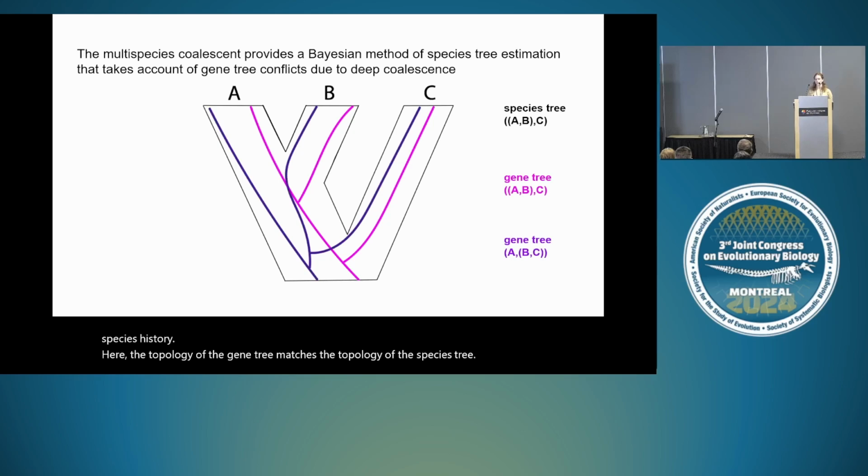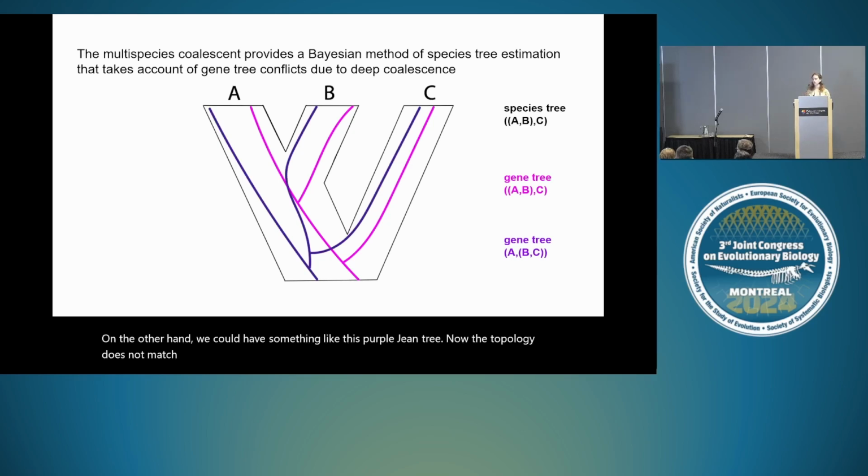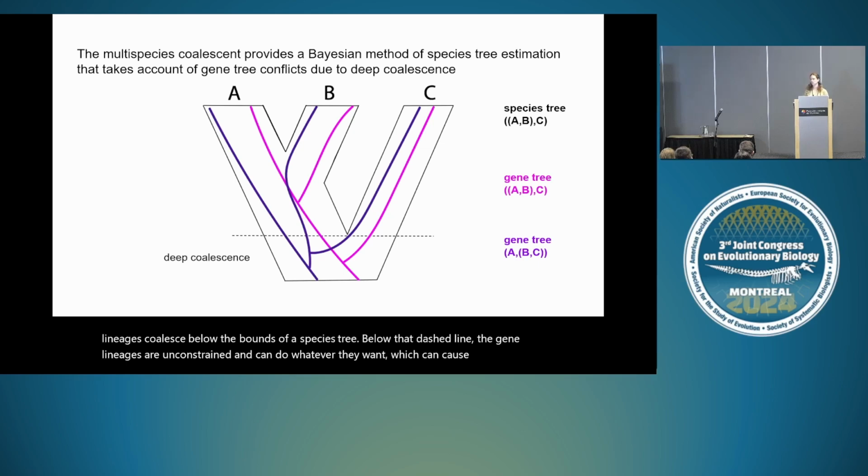On the other hand, we could have something like this purple gene tree. Now the topology does not match the topology of the species tree. If we were to make a tree from just this one gene, we would be misled as to the true history of these species. One reason this can happen is called deep coalescence. Deep coalescence occurs when gene lineages coalesce below the bounds of a species tree. Below that dashed line, the gene lineages are unconstrained and can do whatever they want, which can cause these topological conflicts. The multi-species coalescent aims to take into account all of these gene histories to estimate one species history.